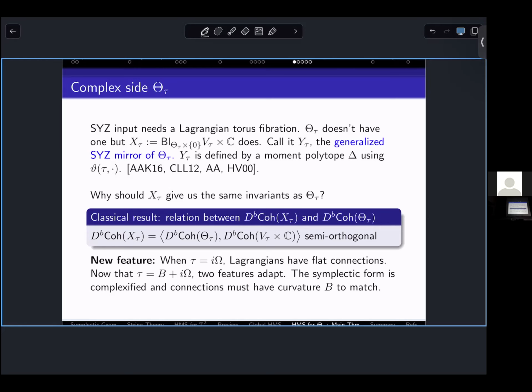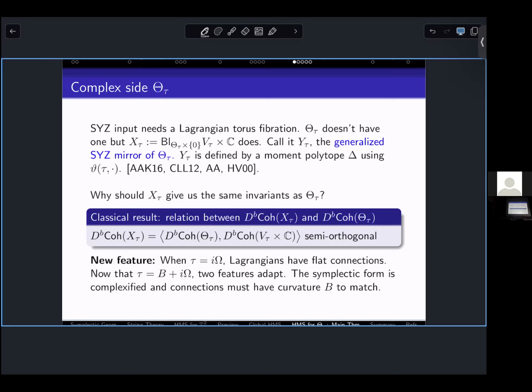Y tau, the SYZ mirror, is defined by a moment polytope using the defining function of the hypersurface. So the thing where I said you T-dualize and do the charts locally and glue them, the moment polytope encapsulates that. The vertices are the charts, the edges give you the gluing, and once you have a moment polytope, you have a symplectic form and you have your full symplectic manifold.